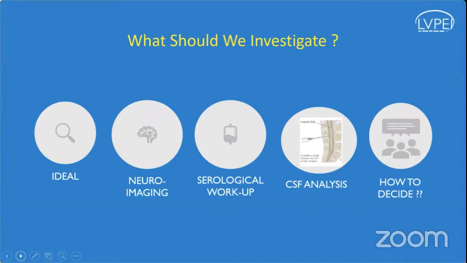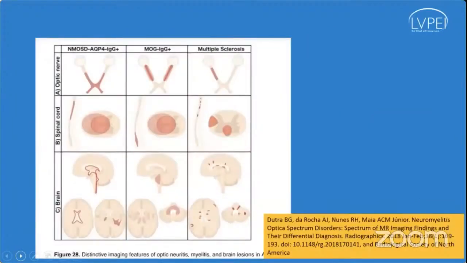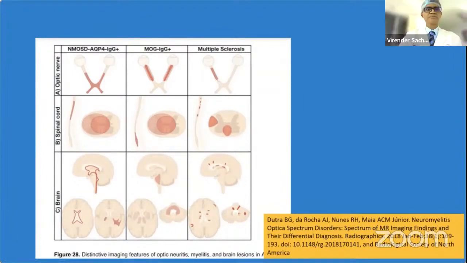However, it could be economically challenging, especially for young children, and therefore a lot of importance is given to neuroimaging. This is a landmark article by Dutra et al., who showed that the radiological differences could be very useful in differentiating between different neuroinflammatory syndromes. For example, in multiple sclerosis, usual optic nerve involvement is unilateral and involves short segments. There is usually no involvement of the optic chiasm. Spinal cord involvement is in the white matter areas and tends to be discrete short lesions.